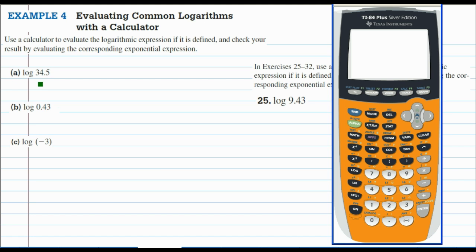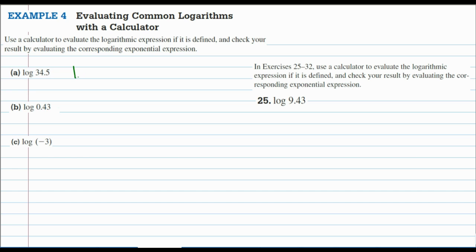So in part A, let's look at the log of 34.5. Log of 34.5, close parentheses, enter. And you get 1.537819. Okay, so we're going to round to the second decimal place, 1.54. That's about equal to 1.54, which should make sense to you.